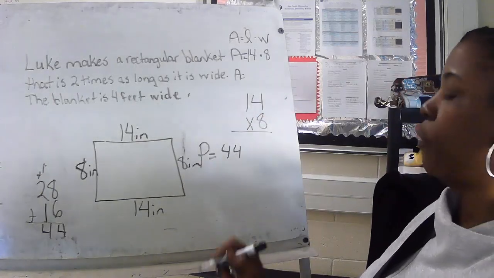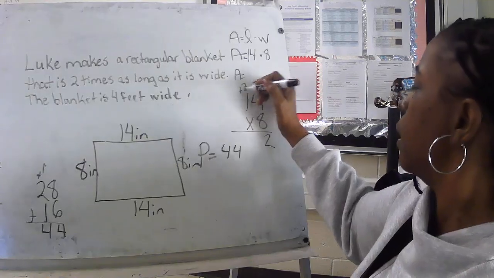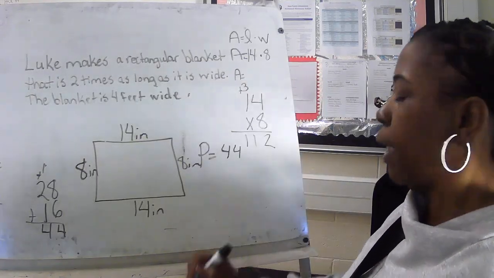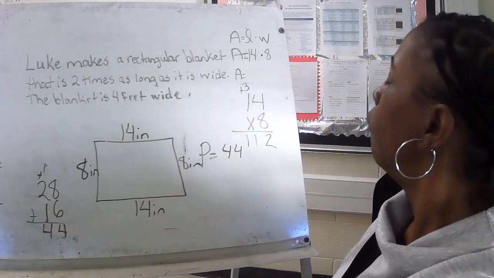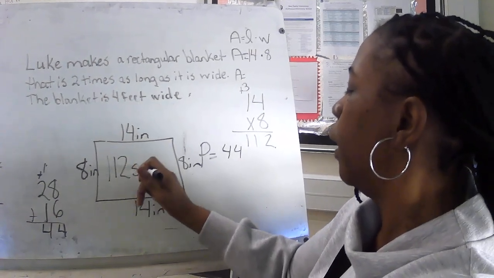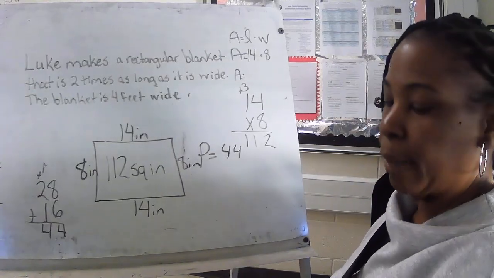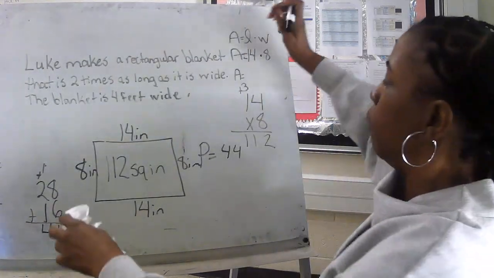8 times 4 is 32. So 2 goes here, plus 3 goes over to the 10 column. 8 times 1 is 8, plus 3 is 11. So we have 112 is our area. So 112 square inches. Okay. Next, we're going to go to another problem from our homework.